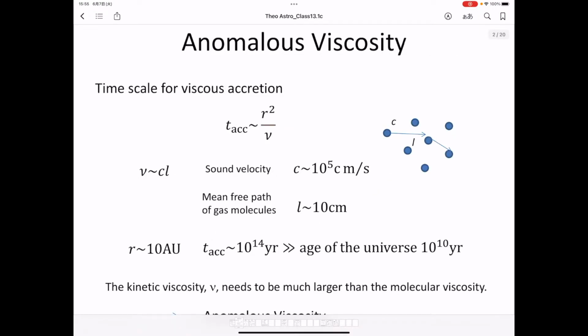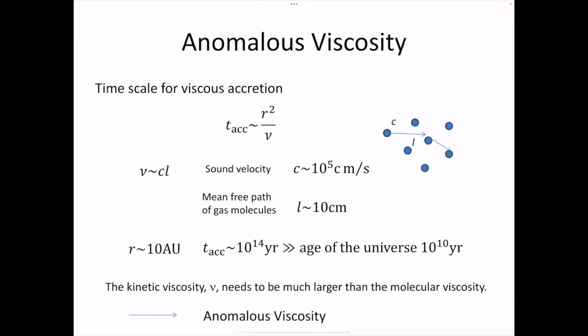So we need to find out the kinematic viscosity nu. The kinematic viscosity can be calculated by the product of the sound speed and the mean free path when collisions between the gas molecules are the source of viscosity. Then you can substitute nu into the viscous accretion timescale. Then we could estimate 10 to the 14th years. This is much longer than the age of the universe. So the kinematic viscosity nu needs to be larger than the molecular viscosity. We need the anomalous viscosity.